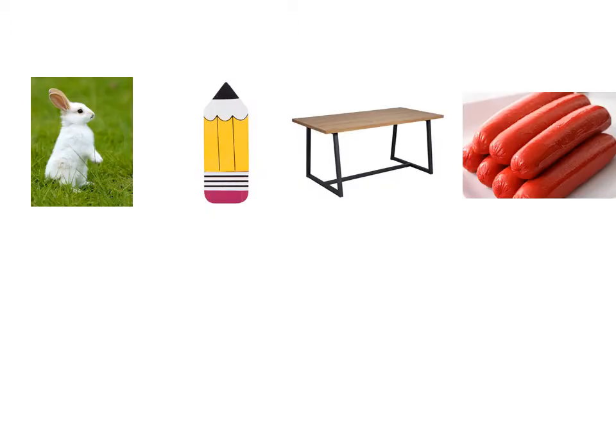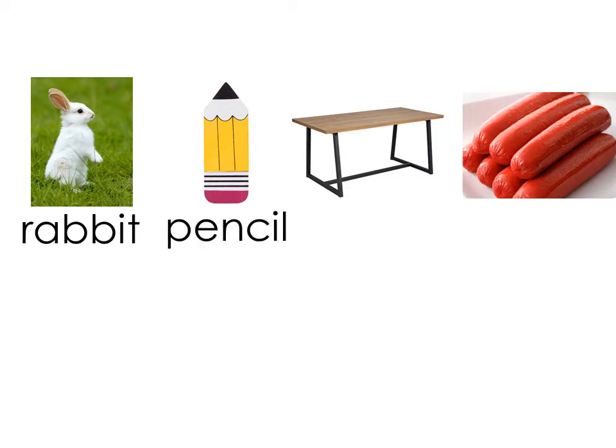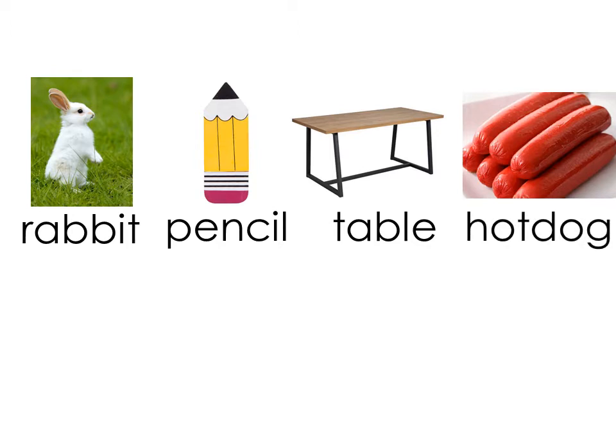I have here 4 pictures. Now we are going to identify the name of each picture. So let's have the first one. What do you think is the first picture? Great! That first picture is a rabbit. Now what is the second picture? Good job! It's a pencil. And what is the third picture? Great! This one is an example of table. And the last one? Very good. This is an example of a hot dog.